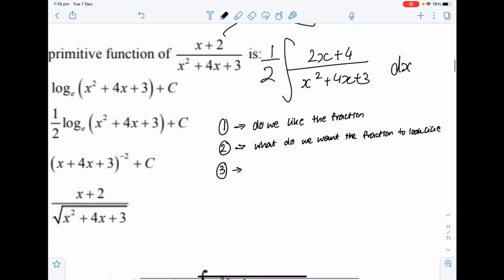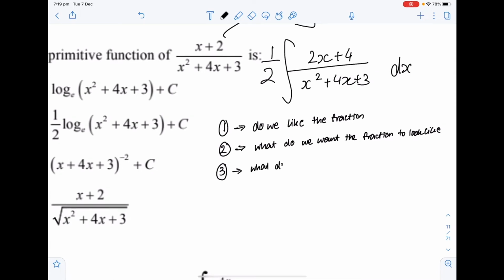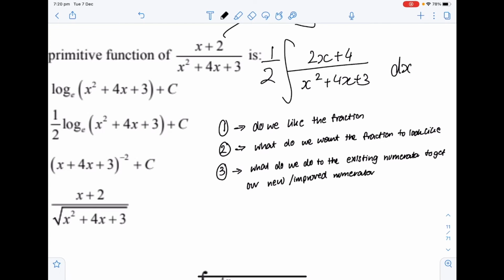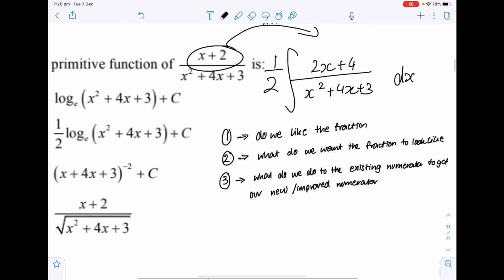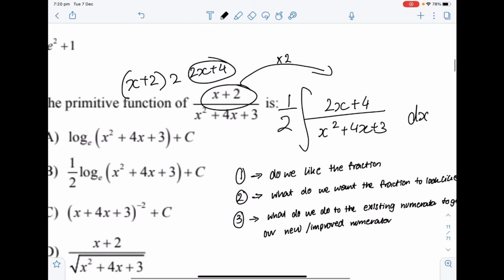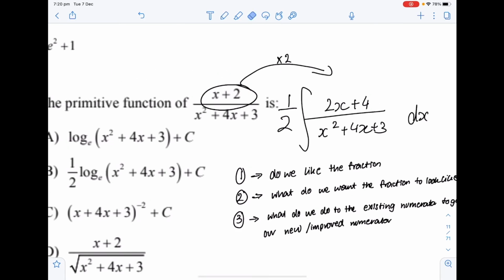What do we want the fraction to look like? What do we do to the existing numerator to get our new and improved numerator? So in this case, what did we do, Elisa? We times it by 2. Good. We times it by 2 because x plus 2 multiplied by 2 is 2x plus 4. Yeah, that's the derivative of the whole.